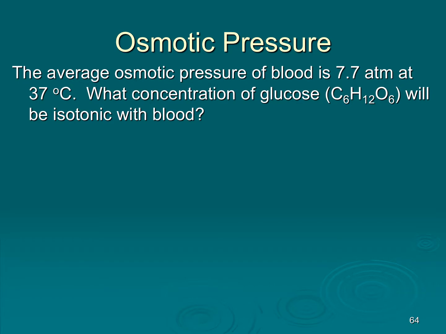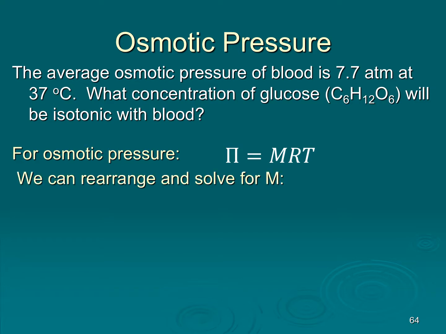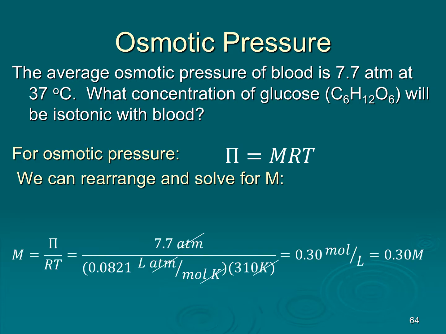So remember, for osmotic pressure, pi equals MRT. And now we know pi, and we're trying to find the concentration M. Of course, we know R because it's a constant, and we know T, which is 37 degrees Celsius or 310 Kelvin. So if we rearrange this equation and solve for M, it will equal pi over RT.